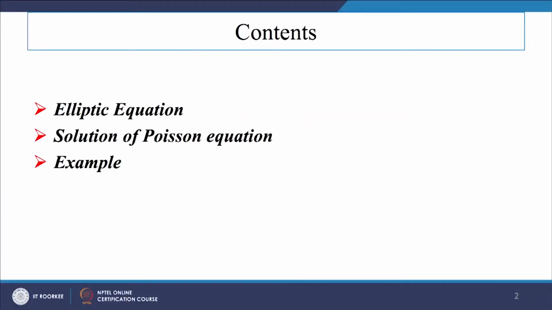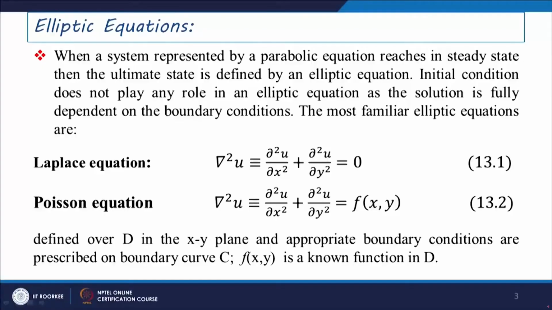In the last lecture, we discussed two-dimensional parabolic equations, and in the present lecture, we will start with elliptic equations. In the elliptic equation, we can find two generalized equations. The first is called the Laplace equation, and the second is called the Poisson equation. Let us go to the Laplace equation.